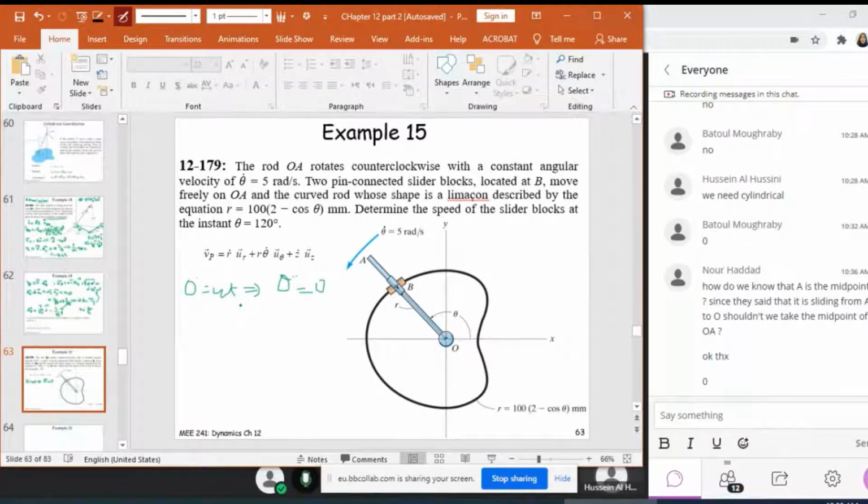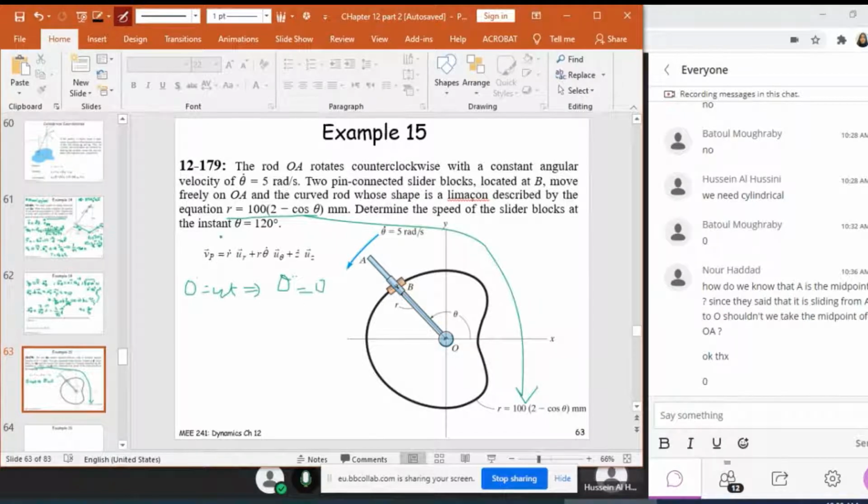But here the question is to find the speed. Two pin-connected slider blocks located at B move freely on OA so that r is equal to 100(2 minus cosine theta). So this is the equation of r, and I need to determine the speed of the slider blocks at theta equal to 120. So I need to find this v, guys, and then I can find the speed. Now, what is v? Or you can also find the speed directly, right?